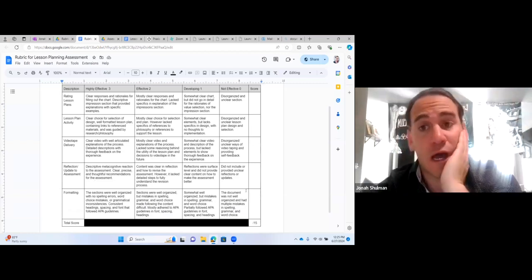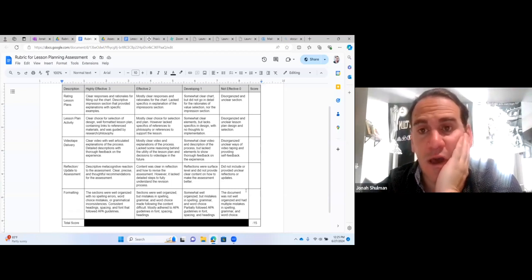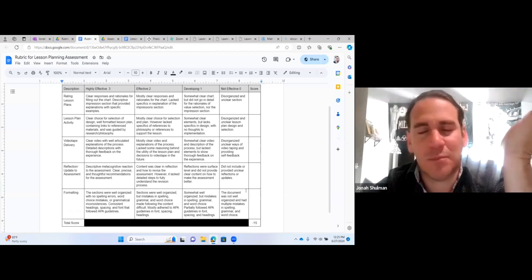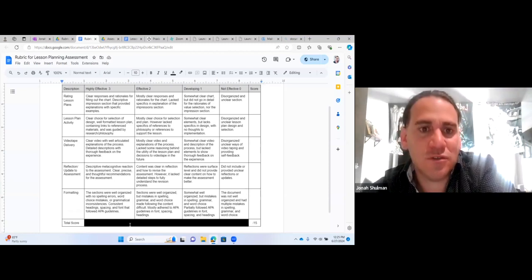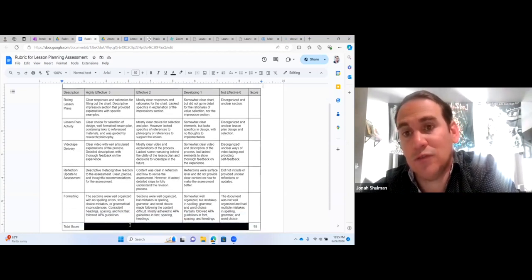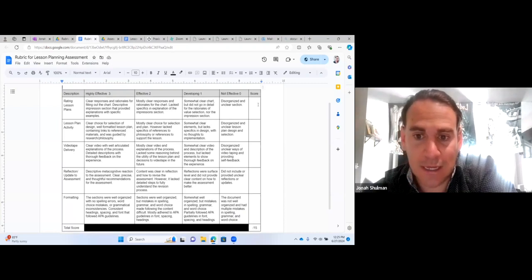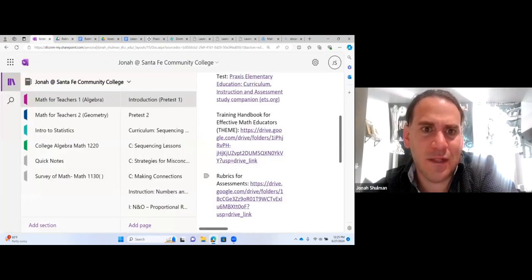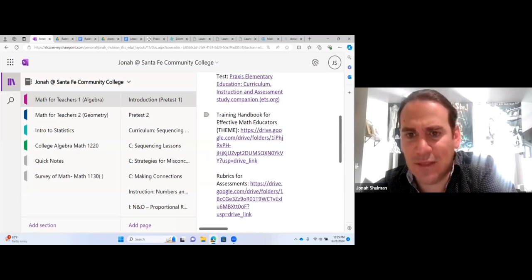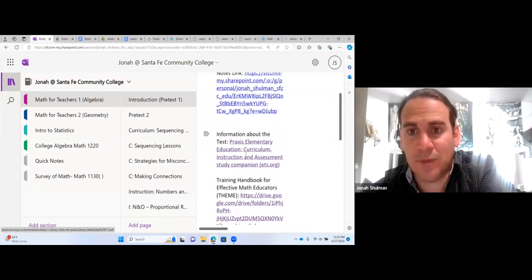I like rubrics a lot. Why? Because it keeps me from being biased. Because no matter what, you're going to have students you like better than others. It's just natural. But if you cover up the names and you use a rubric, it'll be a lot easier for you to grade it. And so that's just a little bit of stuff that's in here. But you have access to everything that's in the theme, which I think will be really useful.